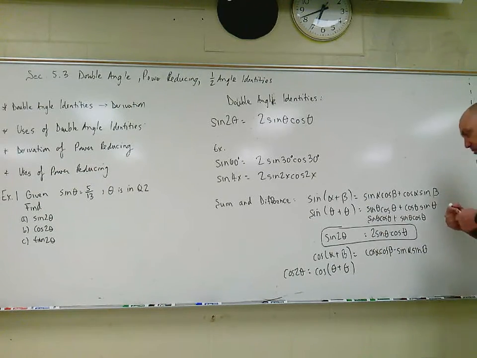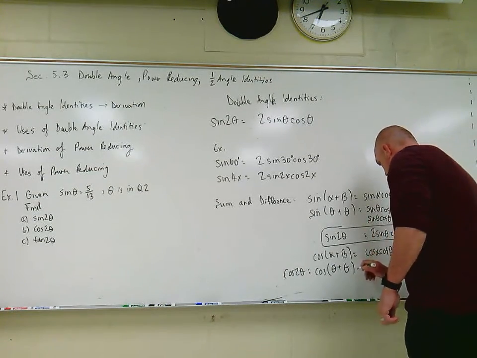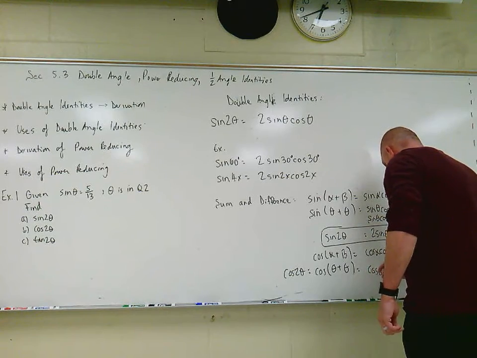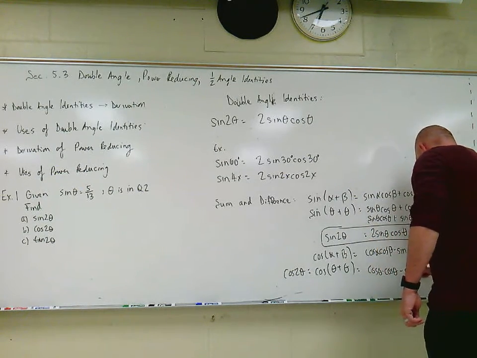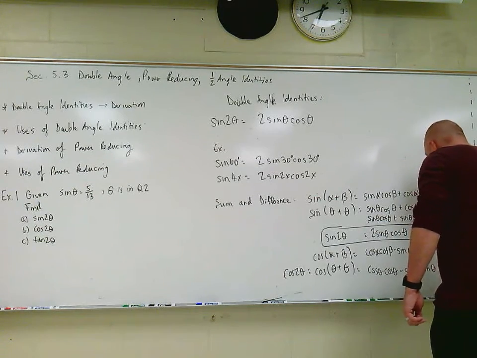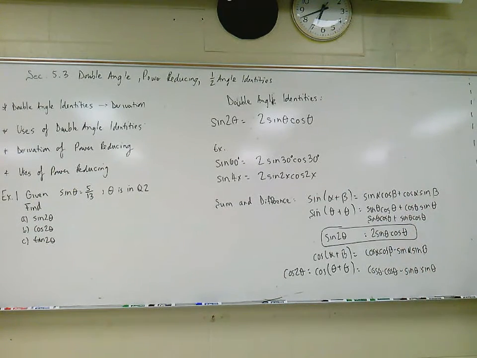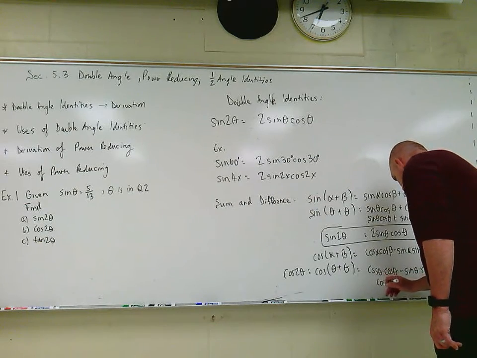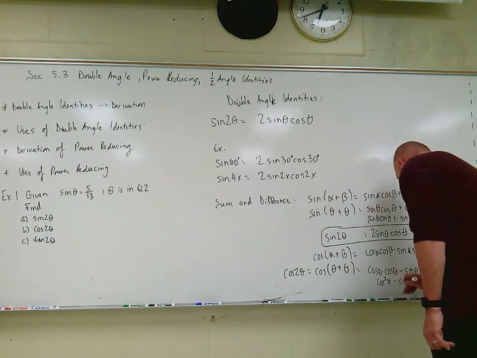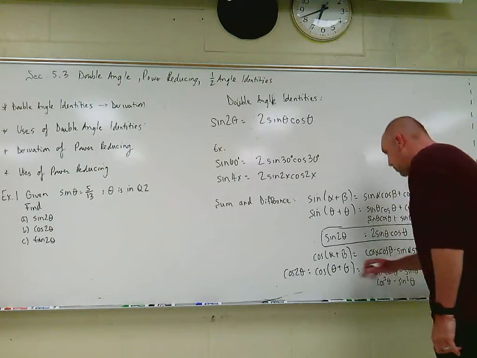Okay, so what happens? You get cosine theta times cosine theta minus sine theta times sine theta. Well, what's cosine theta times cosine theta? No, not 2 cosine theta, it's multiplication. It's cosine squared theta minus sine squared theta. And there's that one.